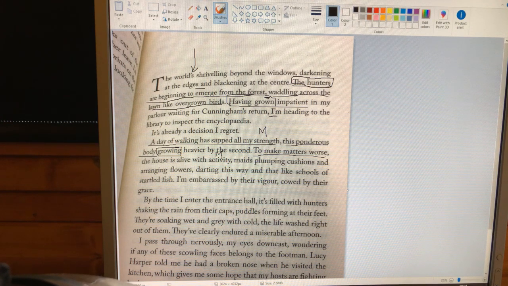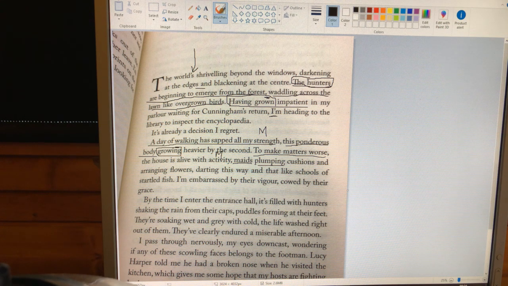Then we have a noun, maids, and then we have the word plumping. Now notice that it doesn't say the maids are plumping. Again, the auxiliary verb is missing, so plumping is not a verb. We can't say maids plumping cushions as a complete thought. You'd need to say the maids are plumping cushions, or the maids were plumping cushions, or the maids will be plumping cushions.